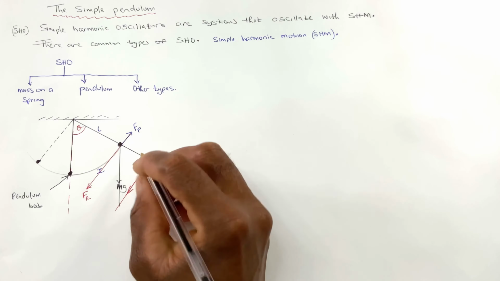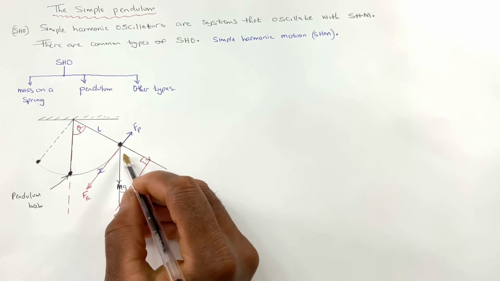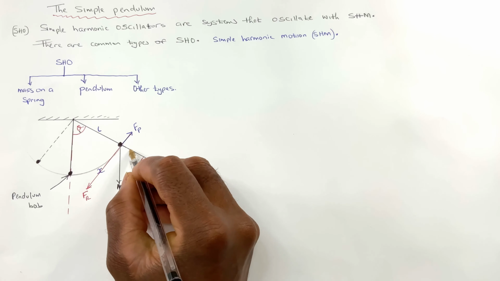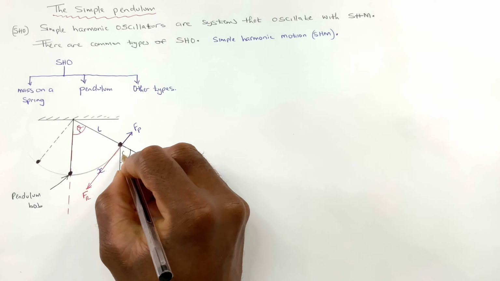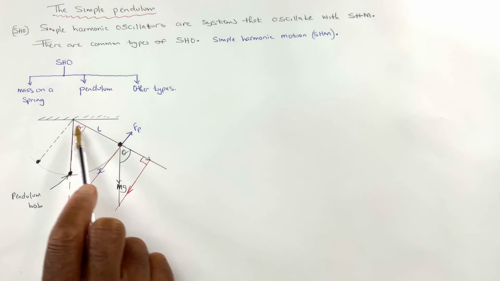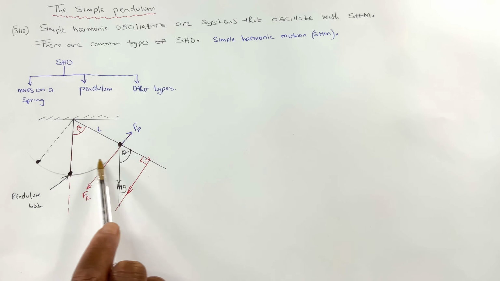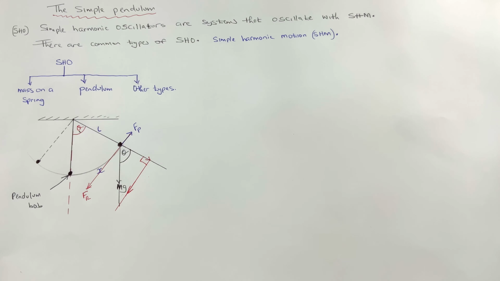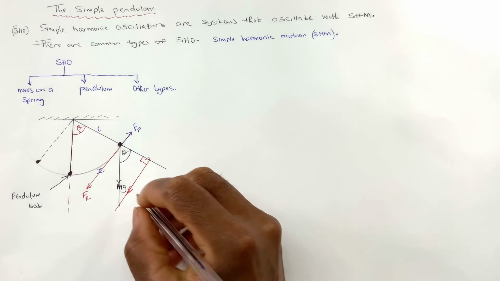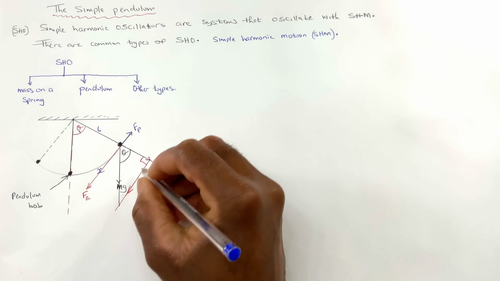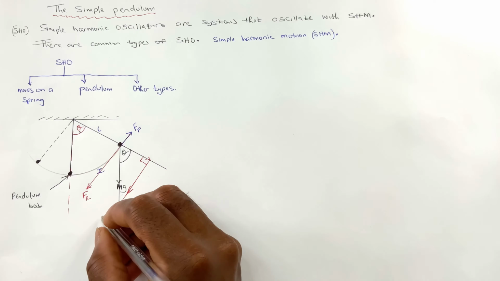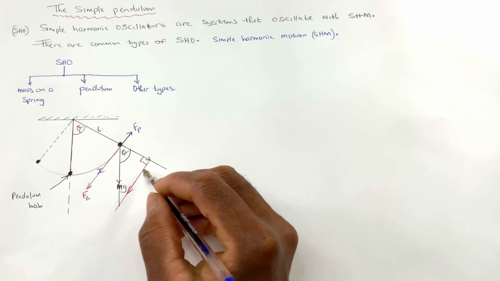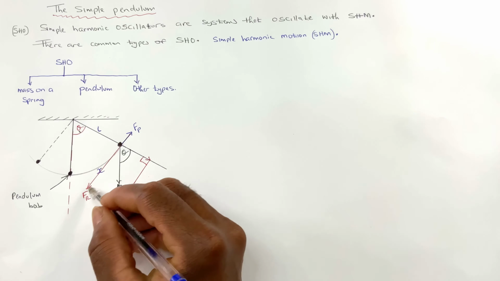Now you can see that this angle here will be correspondingly equal to this angle here. So this angle here is also theta, because it's a corresponding angle. This line is parallel to that line and they both cut that line. So that angle corresponds to that angle. Now I can find the value here for the restoring force, because this line is parallel to that. So the value of this force is equal to that restoring force.